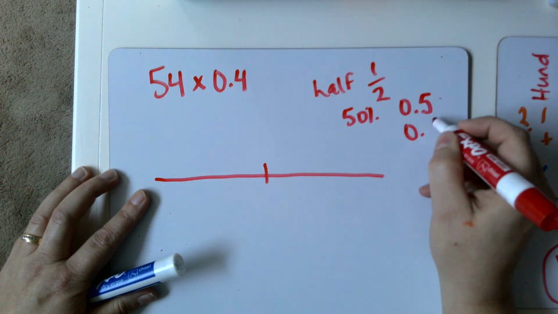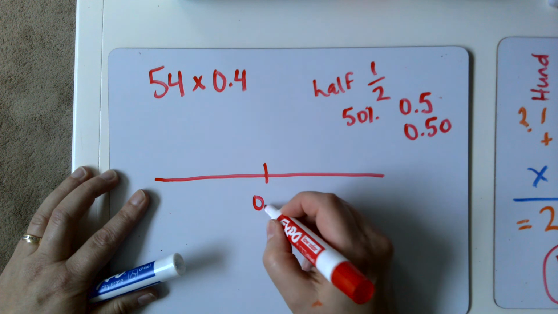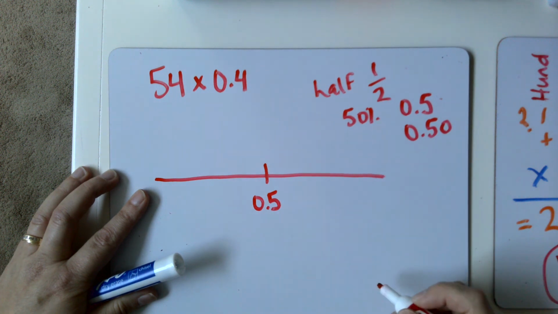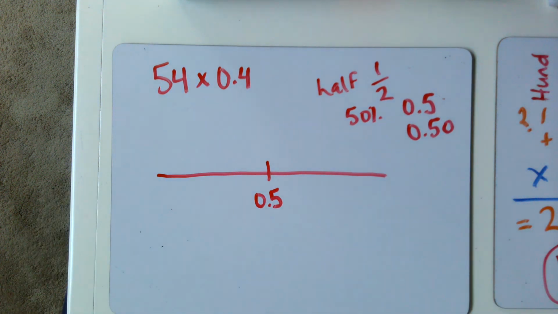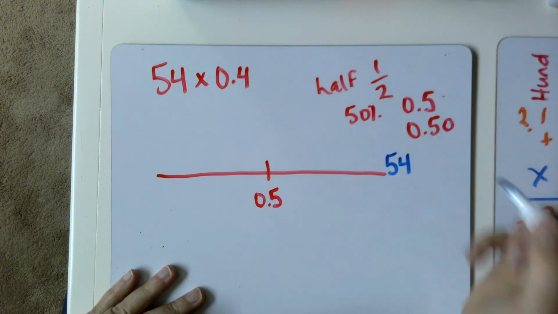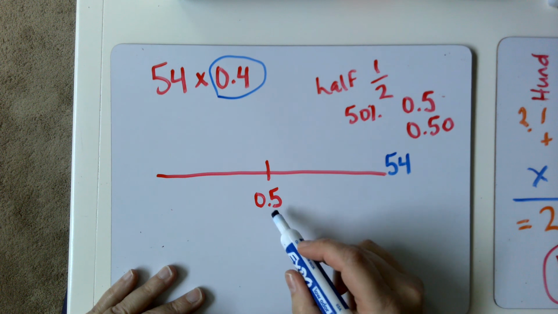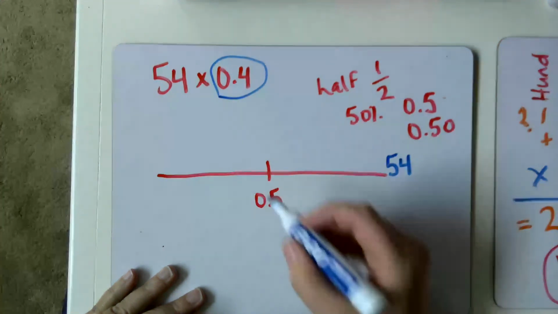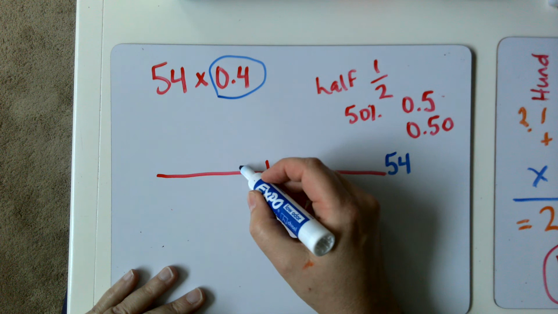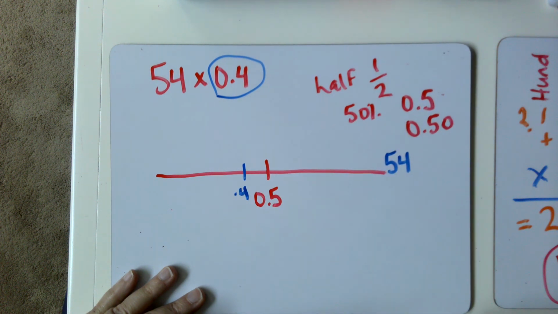Okay, or it even can be written like this. So it's very important that they know that half is 0.5 on the line. So if we make this value out of 54, can they then reasonably figure out where 0.4 is if they know that this half is 0.5? They can reasonably use that benchmark and say 0.4 would be right about here.